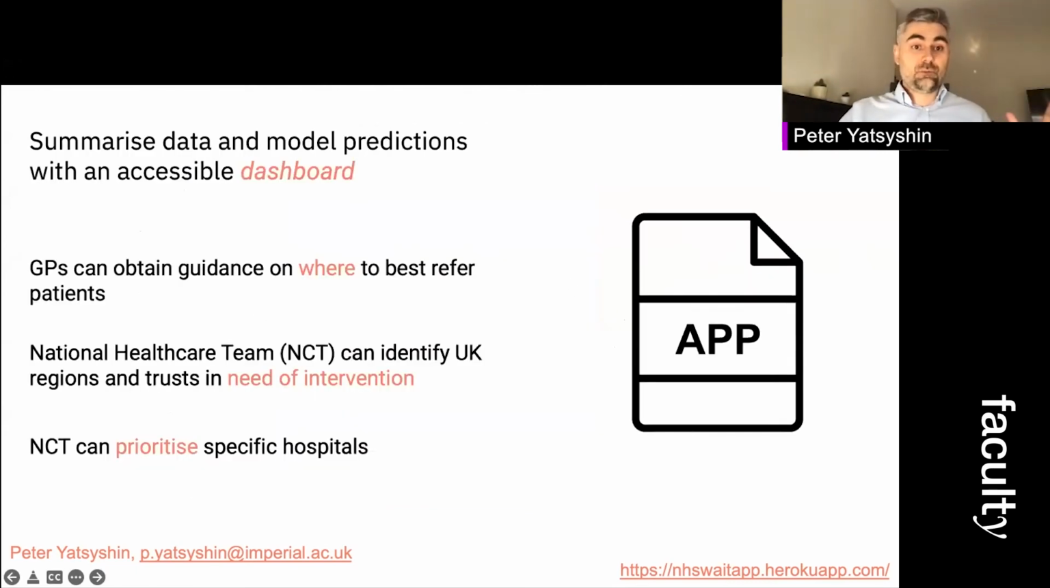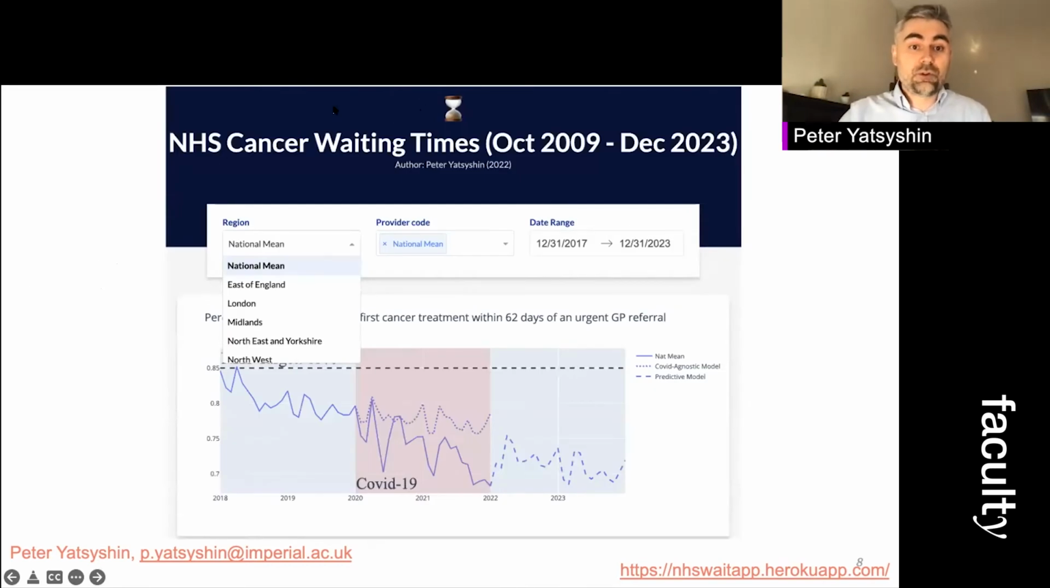All of this we've done and summarized in terms of an accessible dashboard app, which GPs can use for guidance on where to best send patients, which hospitals. A national care team, the NCT, can use this to identify UK regions and trusts who need intervention, and also NCT can prioritize specific hospitals. The app is via this link.